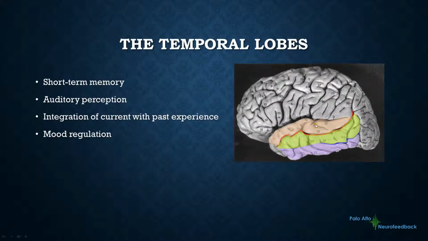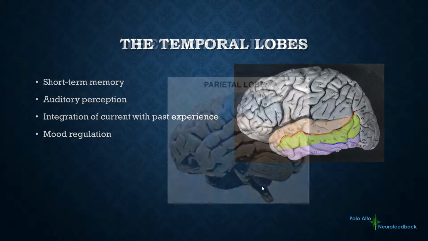The temporal lobe, which sits about right here. These smaller areas here are Brodmann areas, which we'll discuss later. The temporal lobes are important for short-term memory, auditory perception, integration of current with past experience, and mood regulation.